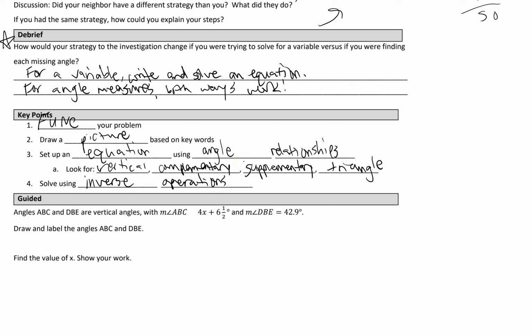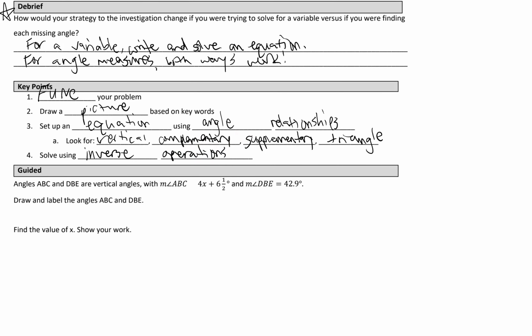So again, the only difference between today and what we did yesterday and in previous days is today you're not given the picture, so you have to create the picture based on the description. So here's an example for us. We have angles ABC and DBE are vertical angles, and then we have the measure of ABC is 4x plus 6.5, and the measure of DBE is 42.9 degrees.